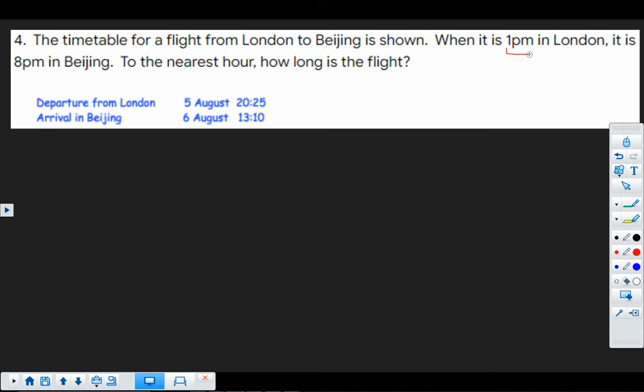Okay, so quite a tricky question here. What we're told is that when it's 1 p.m. in London, it's 8 p.m. in Beijing. So Beijing is 7 hours on from the time in London. So this flight here, when it departs from London, it departs at 20:25. So if we add 7 hours to that, we get 27:25. Now there are only 24 hours in a day, so that means that we're now on to the next day.